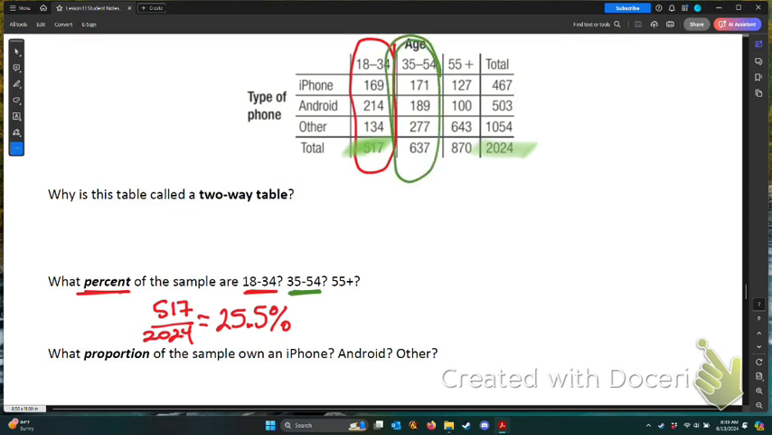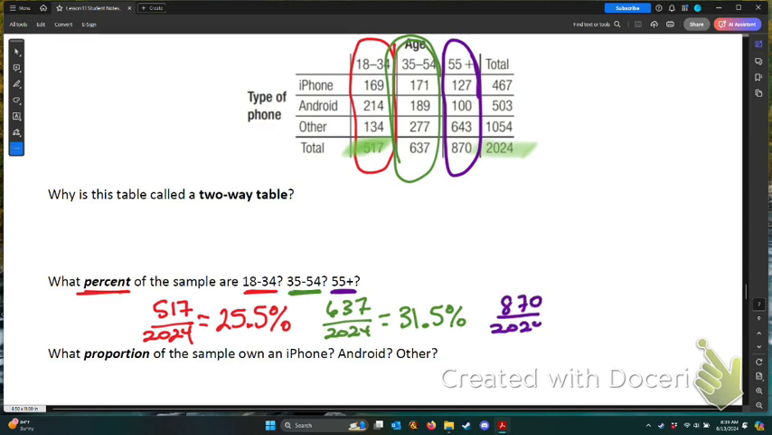And then we're going to do 35 to 54. That's going to be 637 out of 2024. And what is 637 over 2024 as a percent? 31.5%. Very good. And finally, we'll look at 55 plus. That's going to be 870 out of 2024. That should be the rest of them. 870 out of 2024 is 43%. Very good. And what should those add up to? They should add up to 100%. Do they add up to 100%? Yes. Looks pretty good to me.